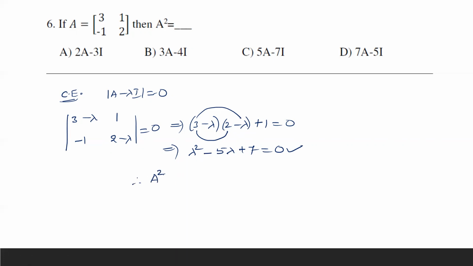If you replace lambda by A, we'll get A square minus 5A plus 7I is equal to 0. Therefore, from this expression, we can write A square is equal to, if you send these two terms to the other side, 5A minus 7I. That's how you see here, this is the correct answer, Option C again, right? That's how you can represent A square like this using the Cayley-Hamilton theorem.